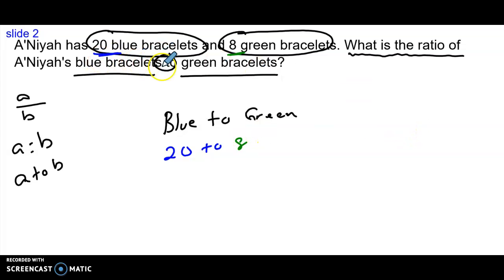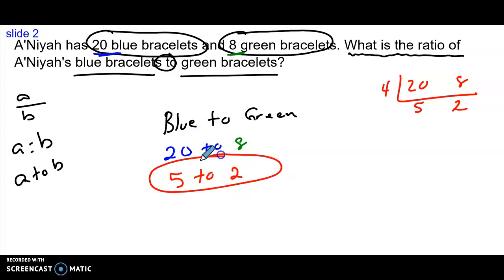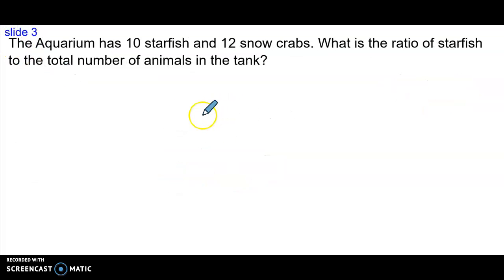What's the ratio of Anaya's blue bracelets to green bracelets? It's 20 to 8. But notice, push back. Notice 20 to 8, if I were to put them into a sled, I can pull out a factor of 4, and I'm left with 5 to 2. So always simplify your ratios. 5 to 2 is my final answer. That is my ratio of blue bracelets to green bracelets. So for every 5 blue bracelets, there are 2 green bracelets. Okay, that's my answer.